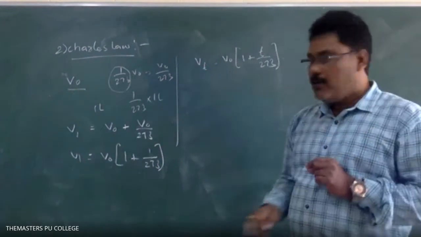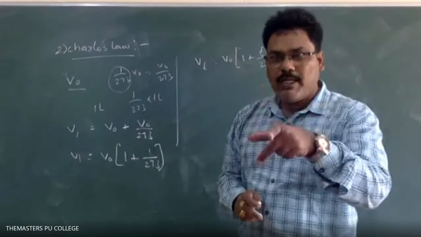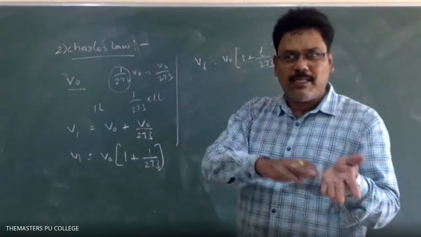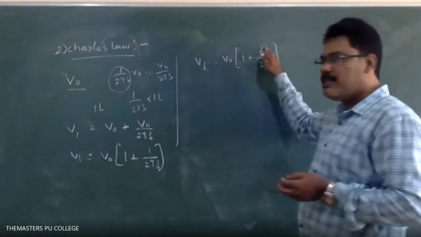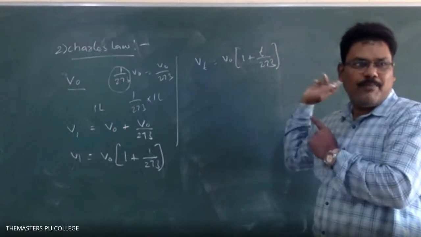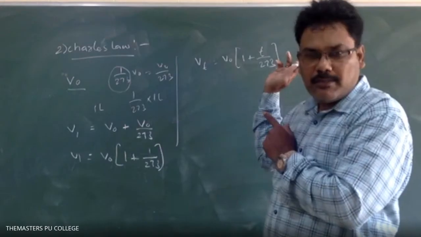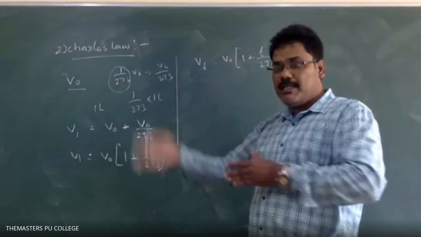Got it? For 1 degree Celsius, 1 by 273 times. For 2 degree Celsius, 2 into 1 by 273. For 3 degree Celsius, 3 into 1 by 273 times. Like that, T degree Celsius means T into 1 by 273 times. Got it, all of you? Yes, sir. Now this is Vt equal to V0 into 1 plus T by 273. So this is for increasing.